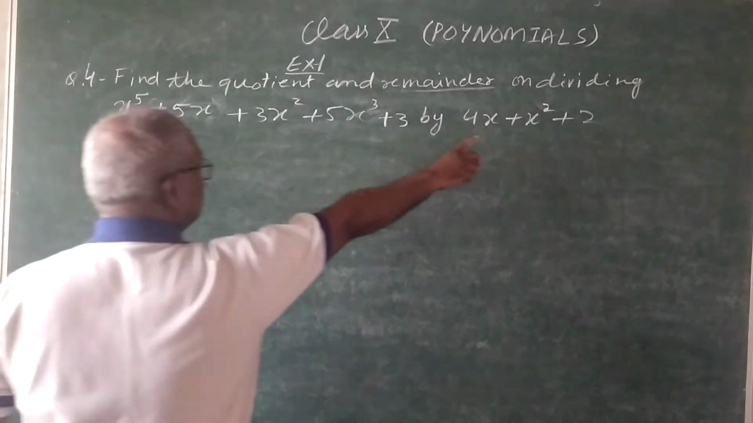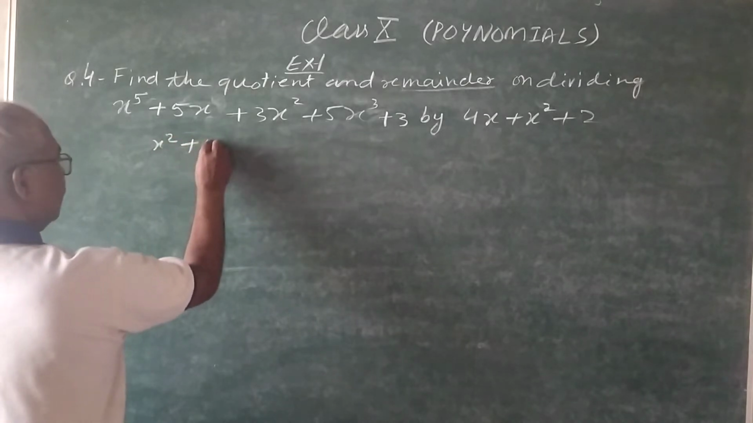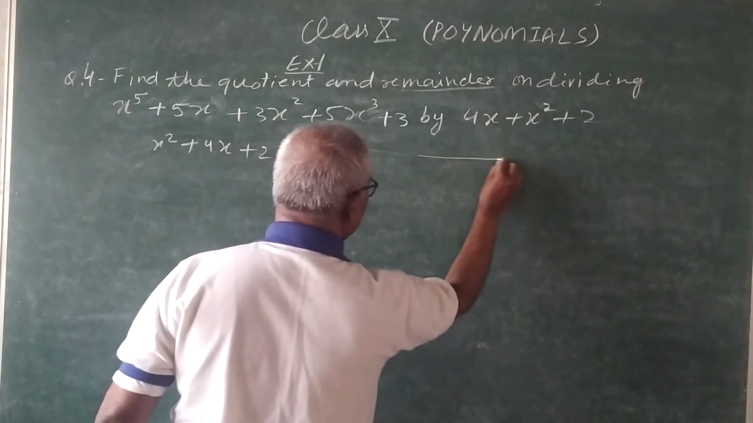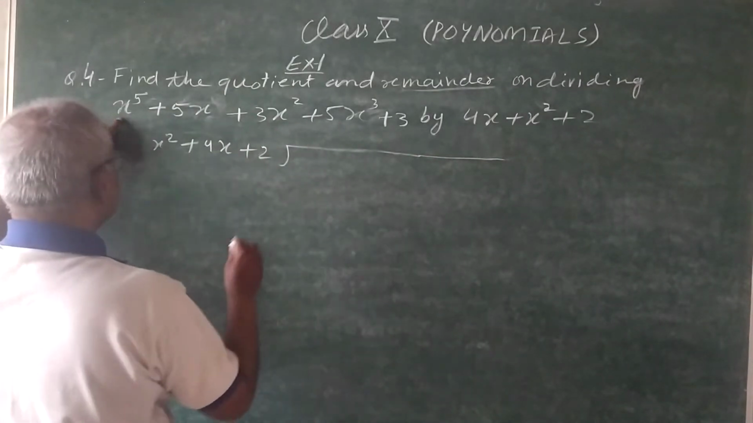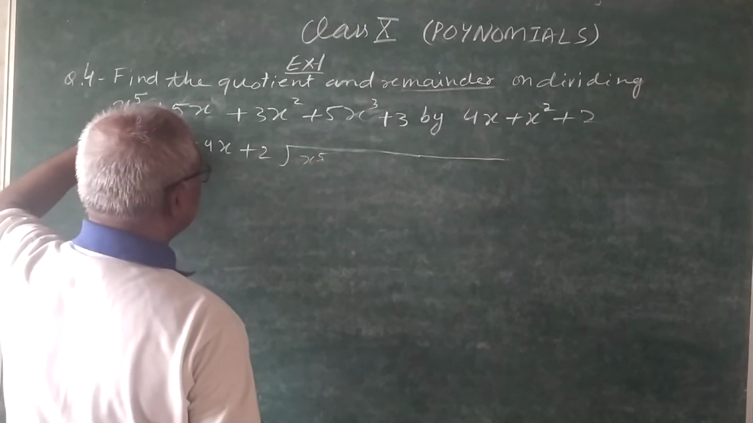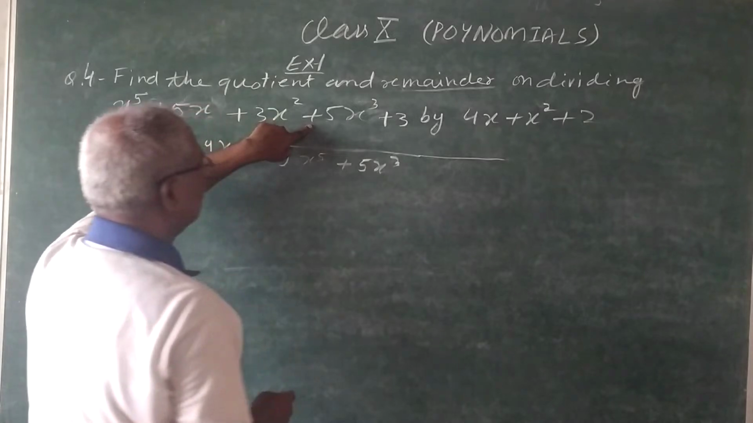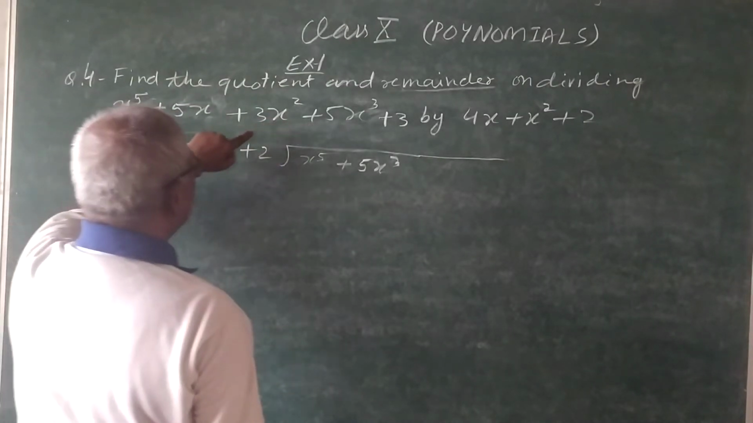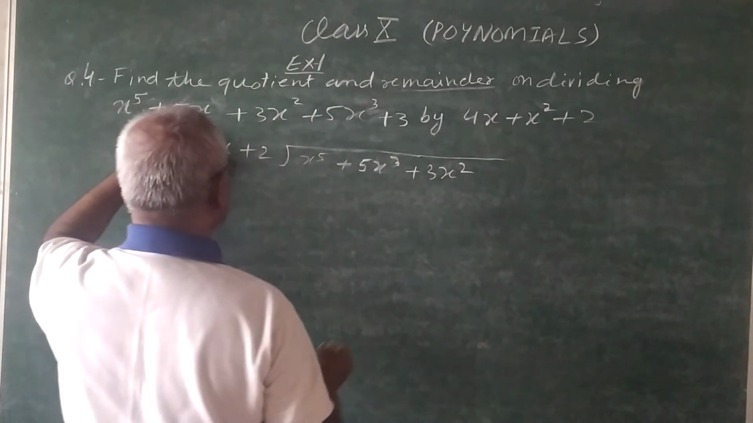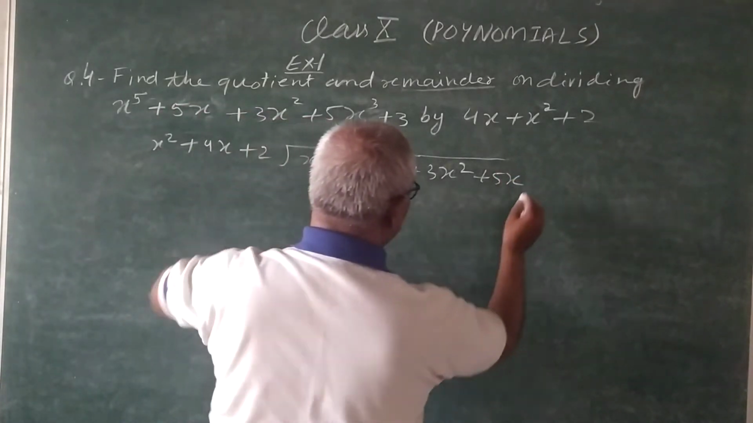So first of all, we can write the divisor, x square plus 4x and plus 2, and the dividend is x to the power 5 and 5x cube and plus 3x square plus 5x and last, plus 3.